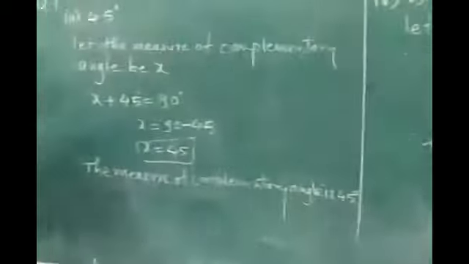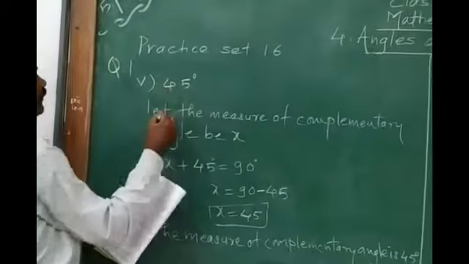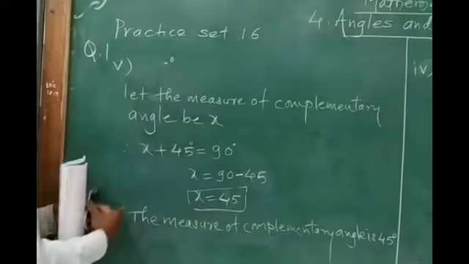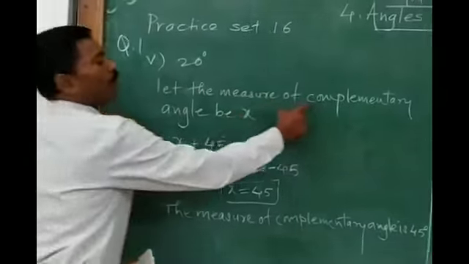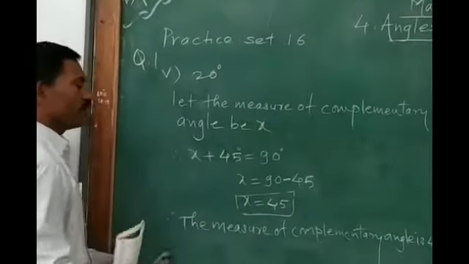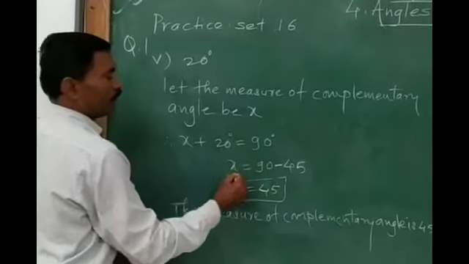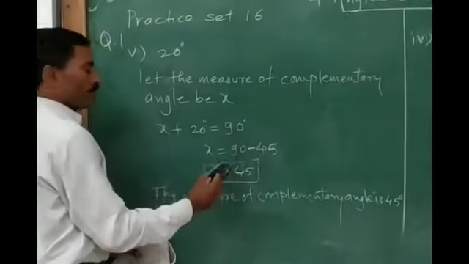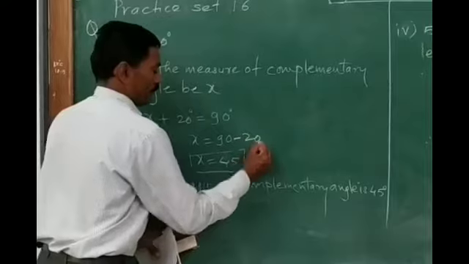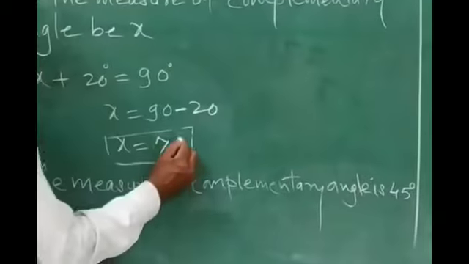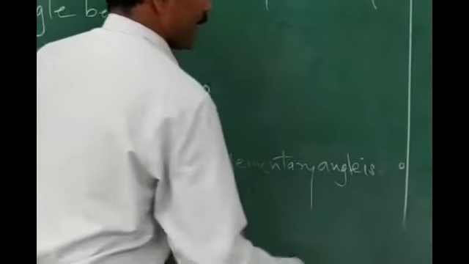And in the fifth sub question, 20 degrees is given. As usual, let the measure of the complementary angle be x. Therefore, x plus 20 degrees is equal to 90 degrees. 90 minus 20 is equal to 70 degrees, and the measure of the complementary angle is 70 degrees.